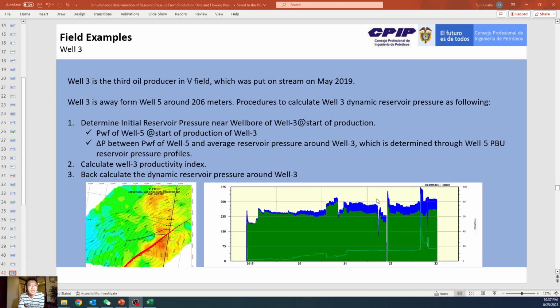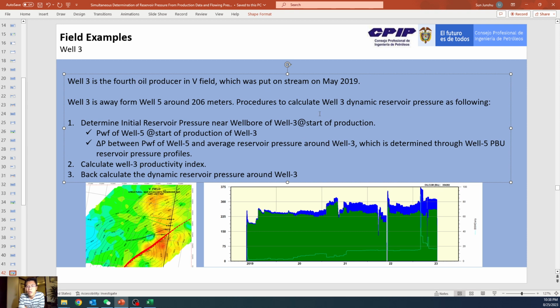Okay, let's go to well 3. Well 3 is on the other side of well 5. Well 3 is the fourth oil producer in V field, which was put on stream in May 2019. Well number 3 is about 206 meters away from well 5.